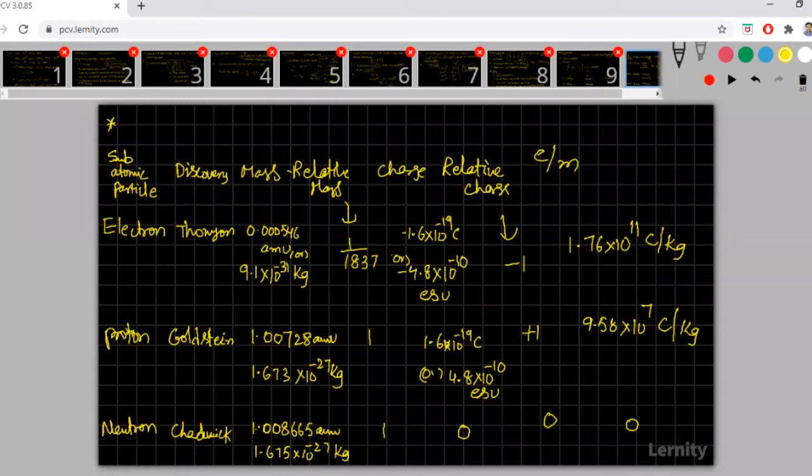Can you check today's class? Subatomic particle: electron, discovery by Thomson. Mass is 0.000546 AMU and 9.1 × 10^-31 kg. Relative mass 1/1837. Charge -1.6 × 10^-19 coulombs. Relative charge. Please note down this tabular column.